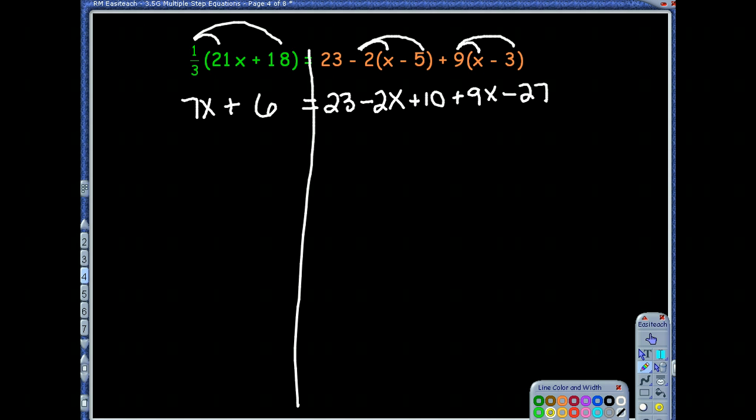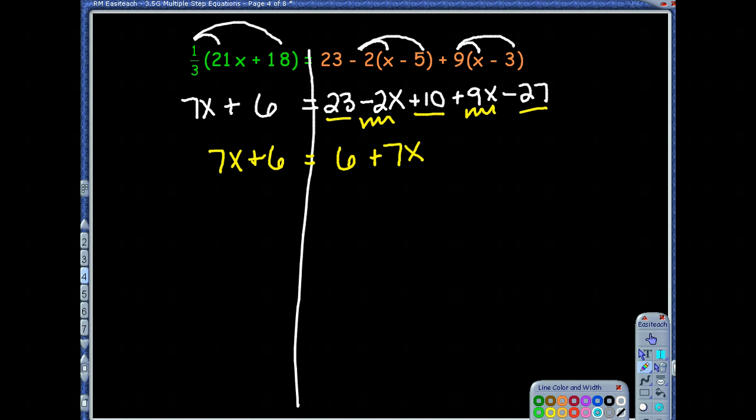Now, looking for some like terms. There's no like terms on the left-hand side. So that's still just a 7x plus 6. On this side, I notice I've got a 23 plus 10. So that's going to give us a 33. Minus our 27 is going to give us a total of 6. And then also we've got a -2x and a +9x. That's going to give us a total of 7x. So I've combined all my like terms.